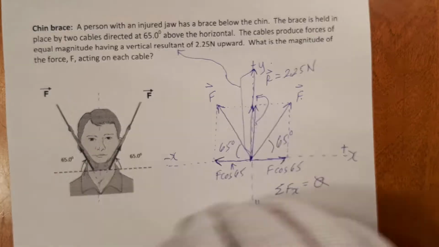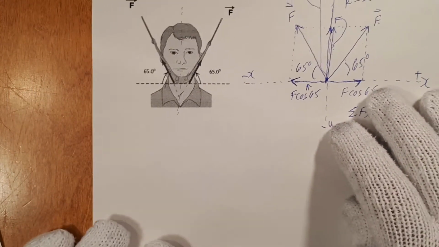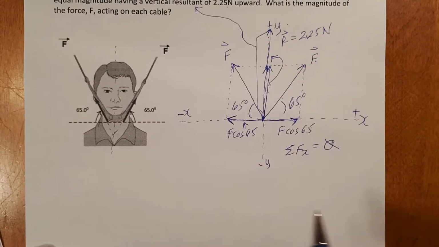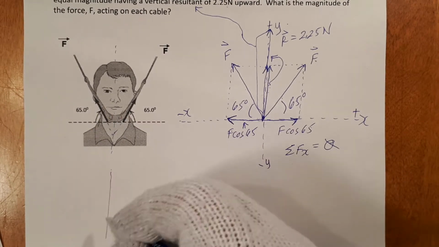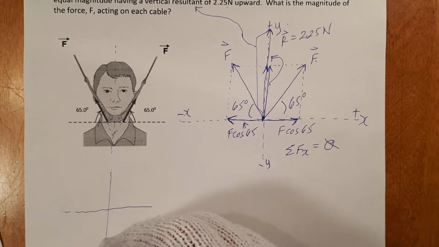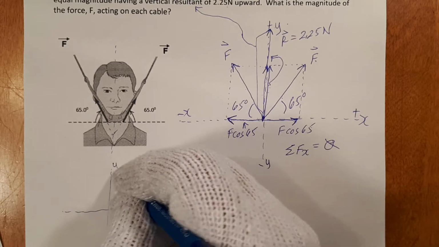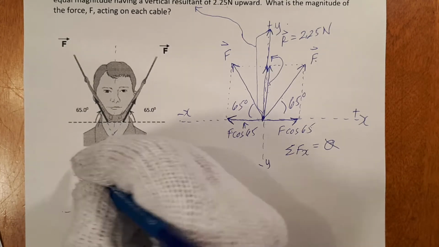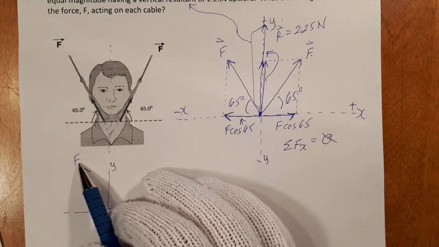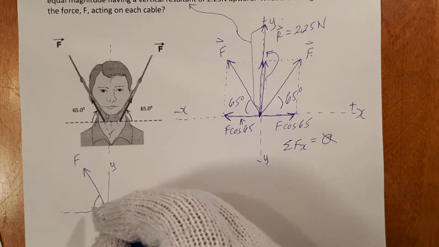So let's move this over here and do it mathematically now. I'm going to split it up. We're going to look at this vector first. So I'm redrawing the xy axis, and I'm going to look at resolving this vector. It has a value of f, and this is what I'm looking for, that value of f, at 65 degrees.